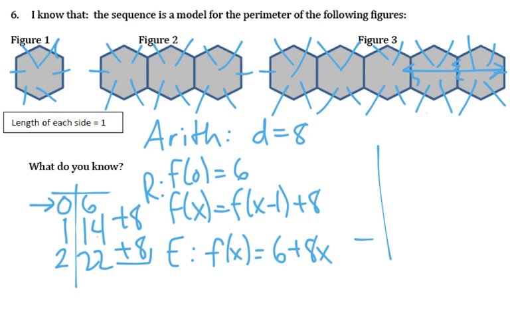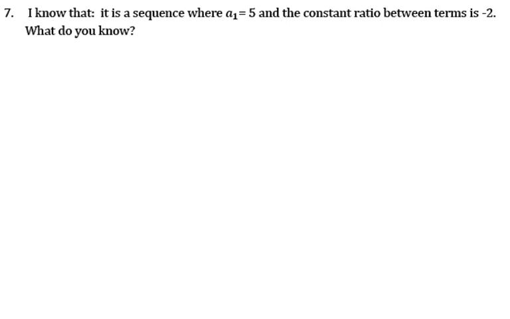We could draw a graph, which would shoot up something like that. That would be 6, that would be 14, and 22. Okay, so more than enough for us. Alright. It says now, it is a sequence where a sub 1 equals 5 and the constant ratio between terms is negative 2.